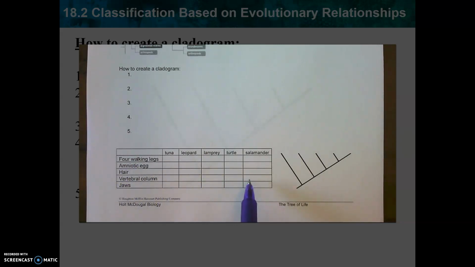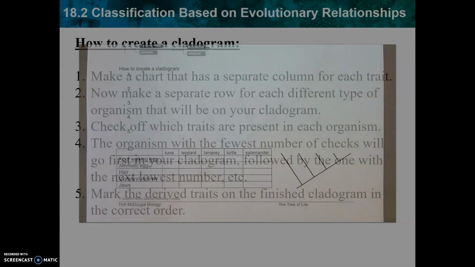Whenever you're creating your own cladogram, I recommend drawing out a chart like this just to keep track of all of your derived traits, which are listed here, and the different groups of organisms are listed across the top. So you can really easily just put a check mark in the corresponding box if that organism has a trait or not. So I actually have this already animated in the PowerPoint, so we're going to return to the PowerPoint and take a look at that.